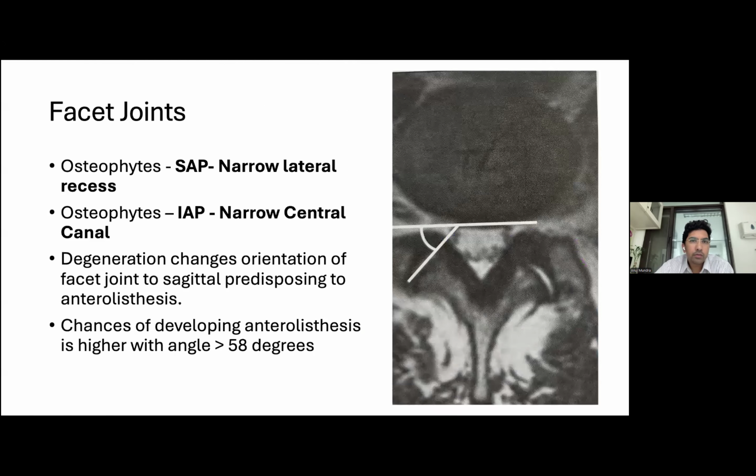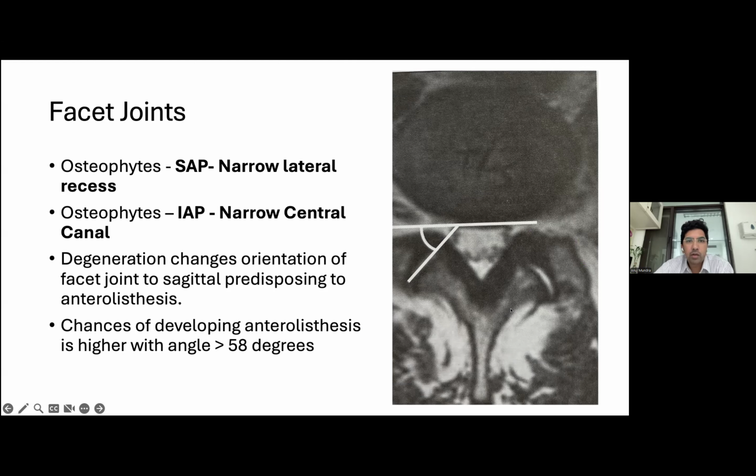So you need to inspect the facet joints, the osteophytes on the superior articular process, which is the more lateral structure. It can lead to narrowing of the lateral recess and compression over here, whereas osteophytes on the inferior articular process, which is a more medial structure, can lead to central canal narrowing.